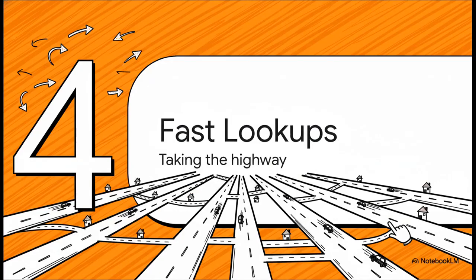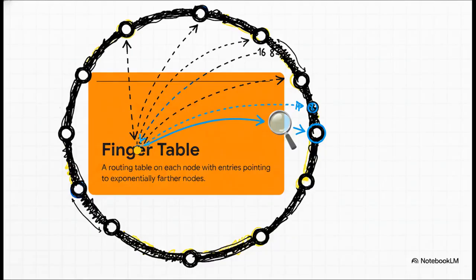We need shortcuts. We need a highway system. And this is where Chord gets really clever with an optimization called the finger table. It really is like building an interstate system on top of our local streets. So what is a finger table? It's basically just a small routing table that every single node keeps. But instead of just pointing to its next-door neighbor, its entries are like express lanes. The first entry might be an exit to the next node over, but the next might be a jump a quarter of the way around the ring, and another one might be a rocket launch to the other side of the ring. They point to nodes that are exponentially farther and farther away.